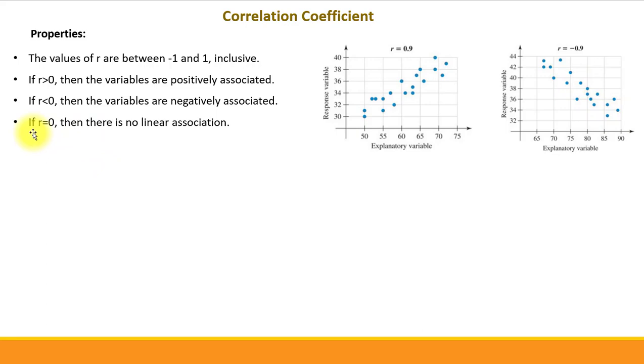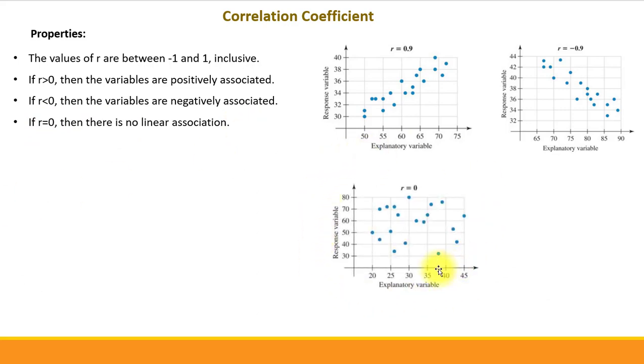Now the next property is that when the correlation coefficient r equals 0, then there is no linear association. And here's the picture illustrating a scatter plot showing no linear association, and its correlation coefficient is stated to be 0.